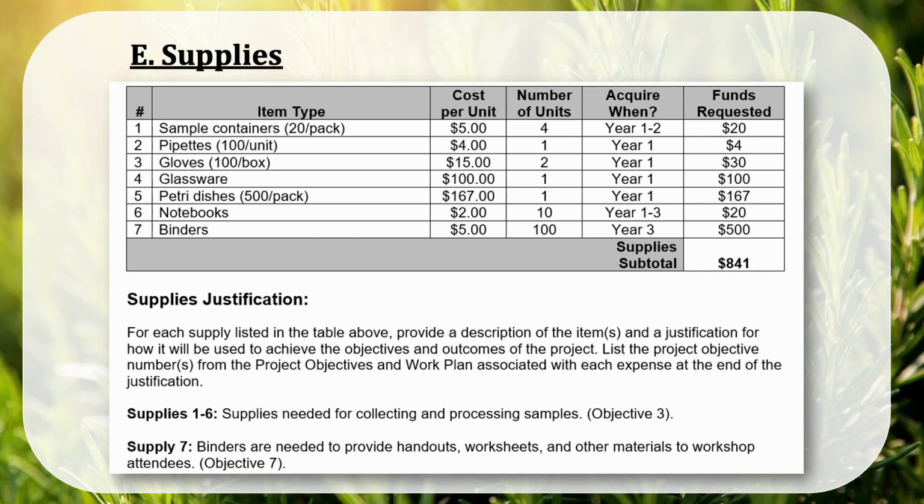Below the table is a brief justification explaining why the supplies are needed and are directly related to the project objectives. A more detailed explanation than what is provided here may be needed depending on the supply requested. Please note that you may group the justification here for supplies if they are used for the same activity and same objective, as seen here with supplies 1 through 6.